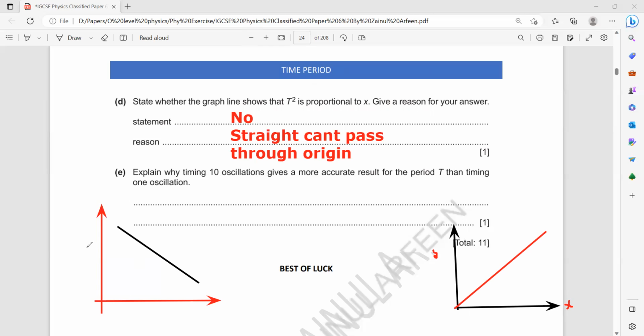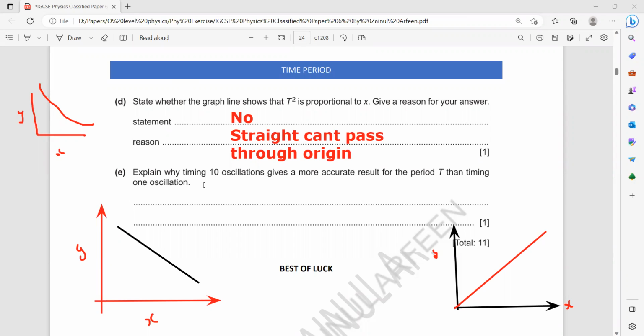But some students think that this relation is an inverse relation, that is also wrong. This is not an inverse relation. An inverse relation will be a curve. When two quantities have an inverse relation, then there will be a curve between them. This is called only a linear relation. Linear relation means when the graph of two quantities is a straight line, we don't say they are directly or inversely proportional, we simply say they have a linear relation.